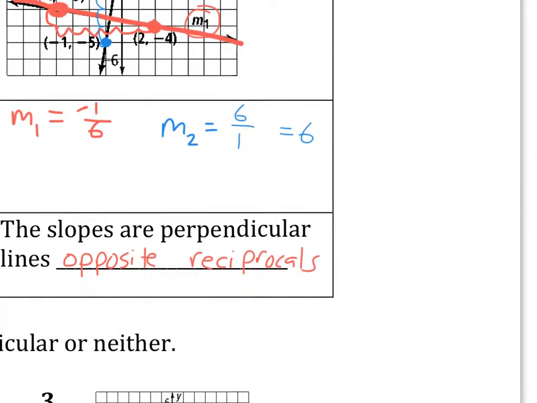Another way to consider it is to say that when you multiply the two slopes together, you get a negative 1. That's just an alternate way of saying it. However, for our purposes, opposite reciprocal is probably going to be the best way to interpret.